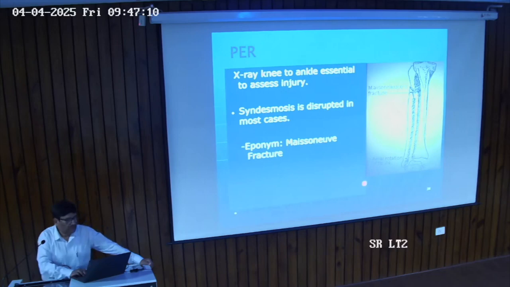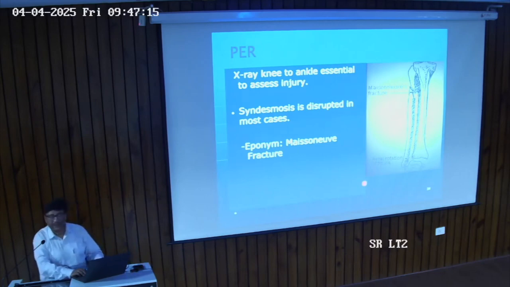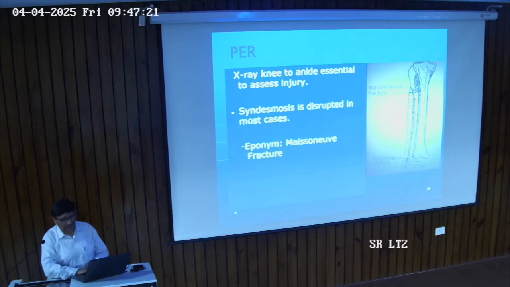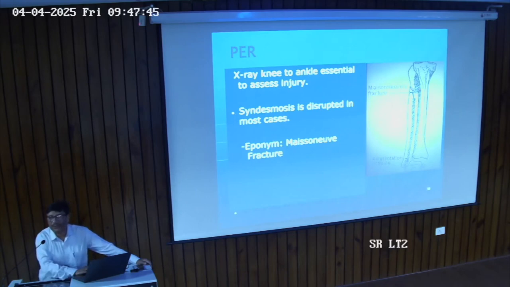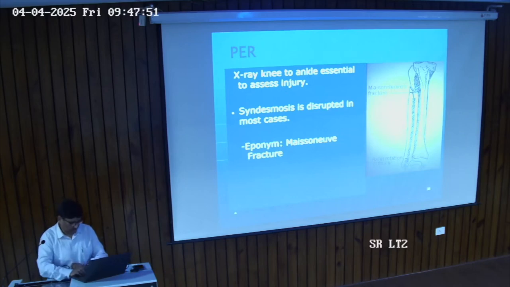And then we come to this pronation external rotation injury. The whole leg has to be x-rayed because your fibular fracture is higher up. So the syndesmosis is also disrupted. Sometimes the fibular fracture is as high as near the neck of the fibula. So that is why it is important when you get an ankle injury case, you must palpate the whole length of the fibula, because the injury is at the ankle level, but the fibula fracture may be higher up because of the indirect transmission of the injury. And this particular fracture is called Maisonneuve's fracture. There are certain more eponyms in the ankle fractures, which I'll tell you later on. So this particular fracture is called Maisonneuve injury.